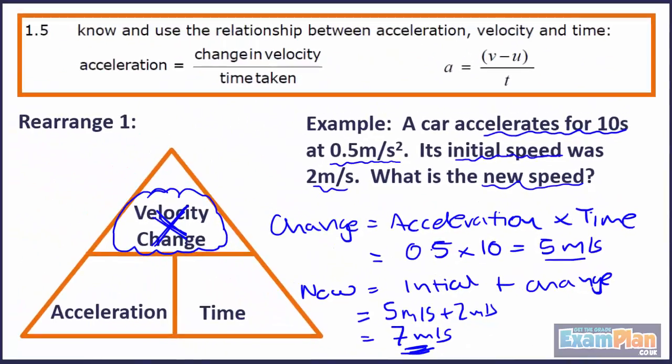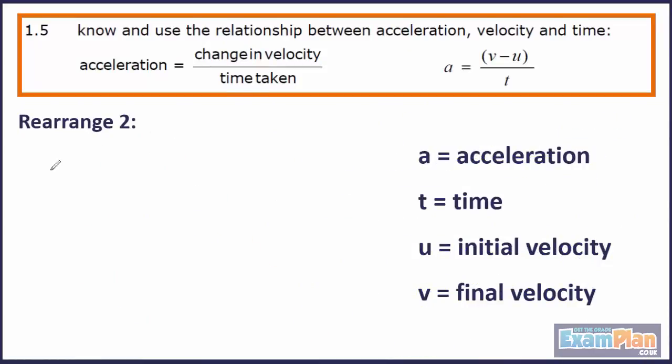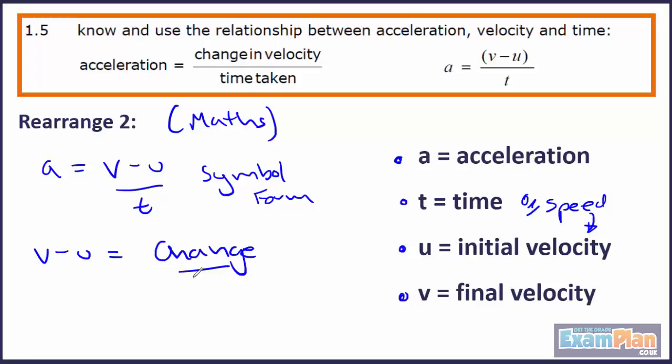A second way to rearrange the formula is to use the same rearrangement methods that you've used in maths. We can view this equation in its symbol form as a = (v − u) / t, where a is acceleration, t equals time, u equals the initial speed, and v equals final speed. v minus u is the final speed minus the initial speed, so this represents the change in speed or the change in velocity.